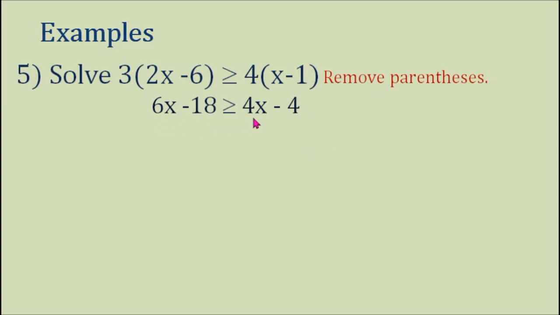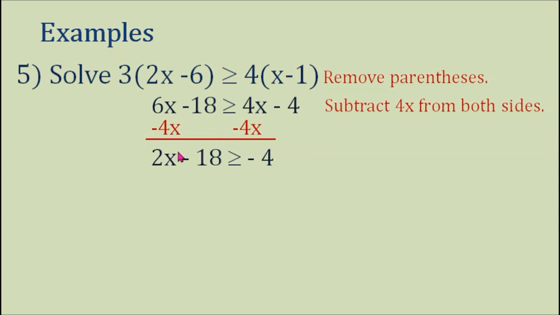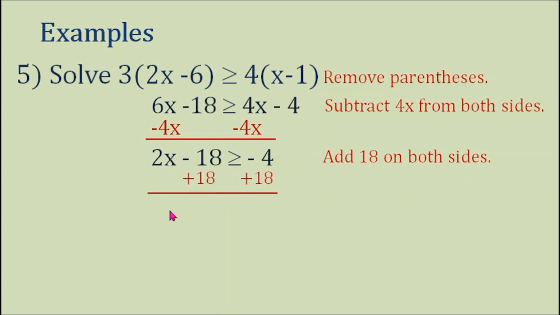Now, same idea, we are going to isolate x on the left side. To do that, we subtract 4x from both sides. So 6x minus 4x is 2x. Bring down negative 18, then our inequality symbol greater than or equal to, then bring down negative 4. Our next step is to add 18 on both sides. So bring down 2x. Then negative 18 plus 18 is 0. Then our inequality symbol greater than or equal to. Then negative 4 plus 18 is 14.